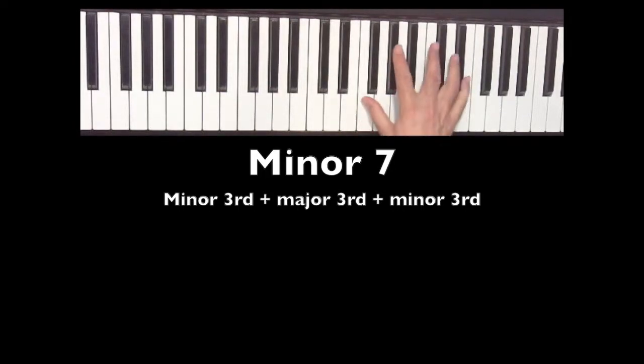Let's take another example. An F minor 7. There's the first note. 1, 2, 3. That's a minor third. So from 1 to 3 is a minor third. From 3 to 5 is a major third. That's 1, 2, 3, 4. And from 5 to 7 is a minor third.